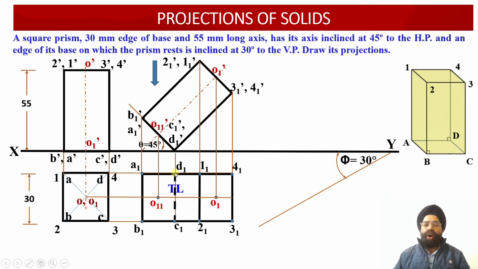the true length of the edge onto which the prism is resting on the ground has to be located, and we have obtained the true length of this edge on the horizontal plane. So this projection C1 D1 happens to be true length. Since C2 D2 will be located over here alongside this projection line which is inclined at an angle of 30 degrees, the true length of the edge onto which the prism is resting is located at 30 degrees. That is why the angle of inclination has been marked as phi equal to 30 degrees with respect to the vertical plane.